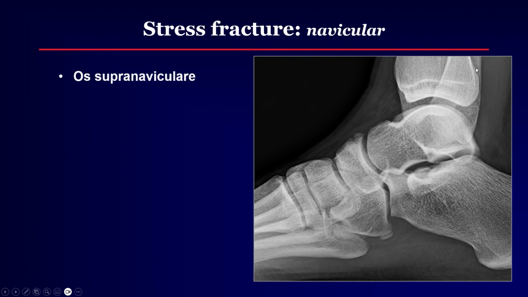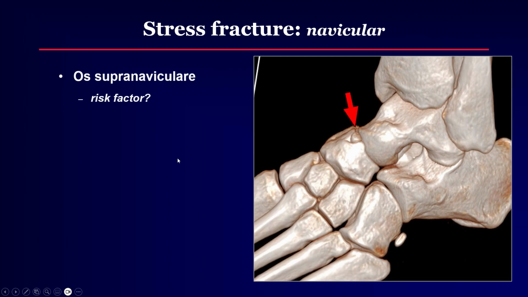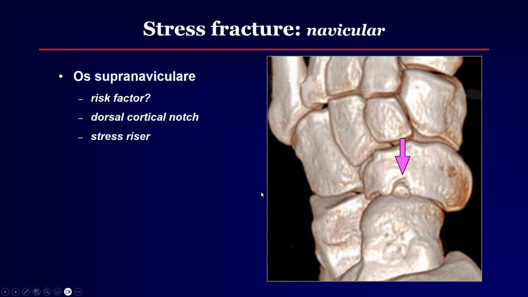All right, now, what about this little os supranaviculare? We always kind of maybe mention it, or maybe an avulsion fracture, but there was a cool article I came across, and if you look on this 3D CT, you can see the ossicle, and there's always this little notch in the mid-navicular, and this article suggested maybe this creates a stress riser, because look where all the force is coming to.